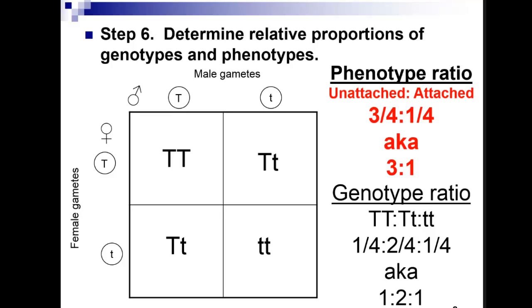Sometimes you may be asked the genotypic ratio instead. In order to determine this ratio, you must count the number of times you obtain each possible combination of alleles. An example of this is also on this slide. This slide completes the tutorial on monohybrid crosses.